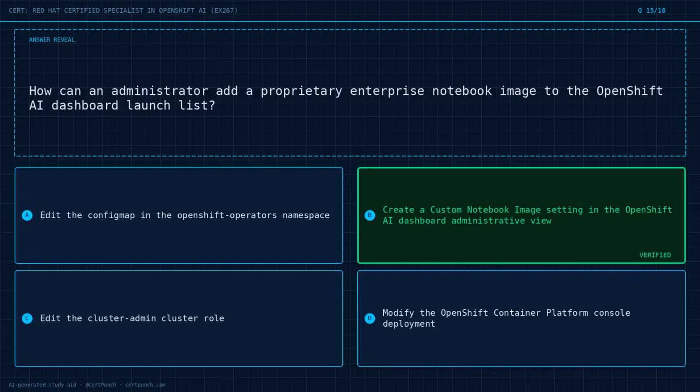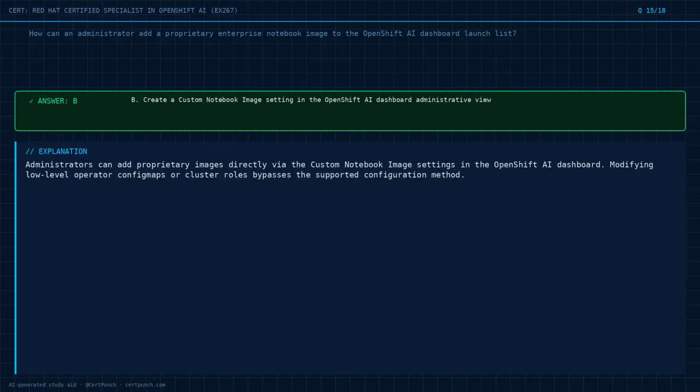The correct answer is option B, create a custom notebook image setting in the OpenShift AI dashboard administrative view. Key Q. Administrators can add proprietary images directly via the custom notebook image settings in the OpenShift AI dashboard. Modifying low-level operator config maps or cluster roles bypasses the supported configuration method.